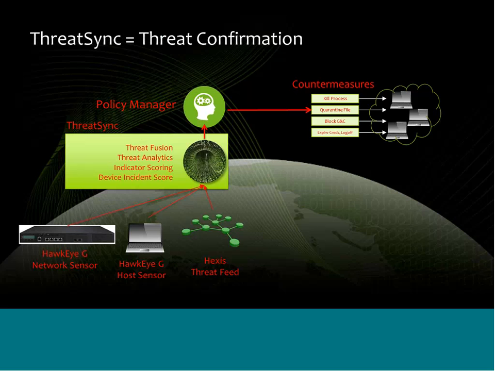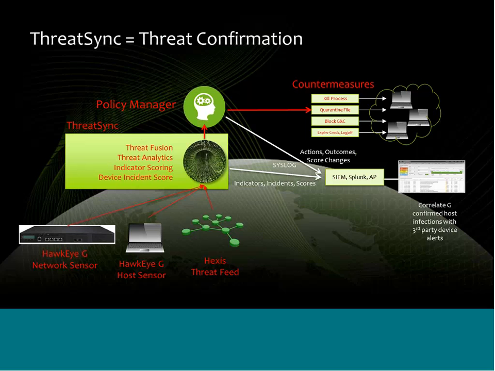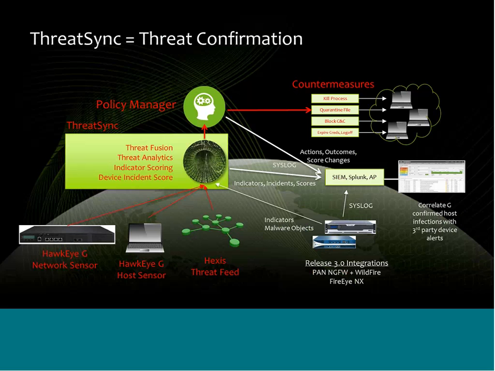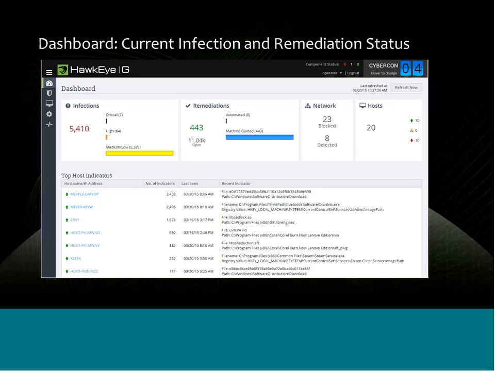From a data flow, our network sensor or host sensor goes into our ThreatSync model. Policies drive automation or not, push out into your SIEM, your Splunk, your real-time dashboard, and we integrate directly with Palo Alto and FireEye in release 3 of HawkEye G. We bring in those indicators. We bring in the malware objects from the WildFire sandbox, from the FireEye sandbox. Sandboxes, when they work, are great. We bring those in, we load them into a local threat feed, and we catch those going forward. So there's a huge advantage in that area.